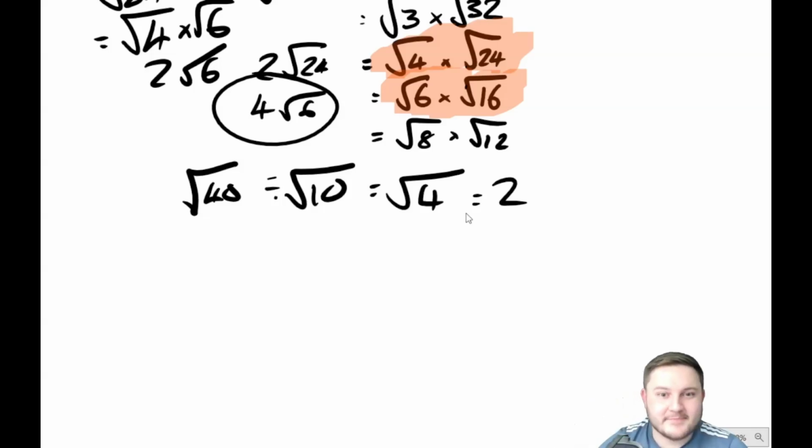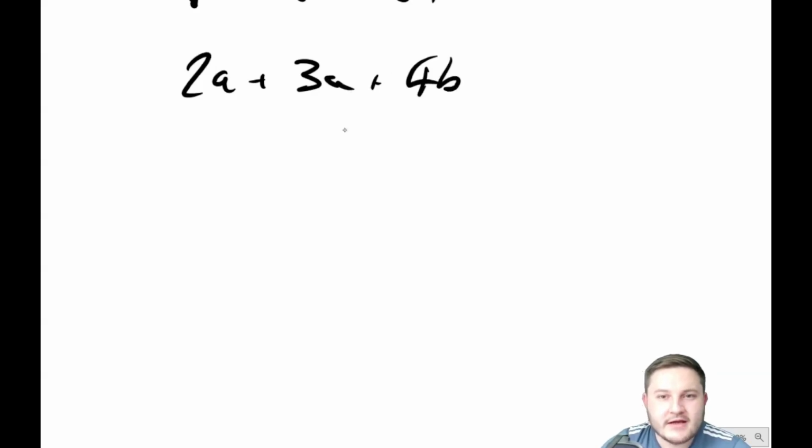So same idea. Adding and subtracting surds, that's where it gets tricky, right? Because you are only allowed to add surds if they are the same square root, which is weird. It almost works in the same way as algebra, right? So for example, 2a plus 3a plus 4b, well, that would be 5a plus 4b, right? You wouldn't add the a's and the b's together because they are unlike terms. They're not the same letter. So you wouldn't add those together. It wouldn't be 9ab because a's and b's have to stay separate when you add them.